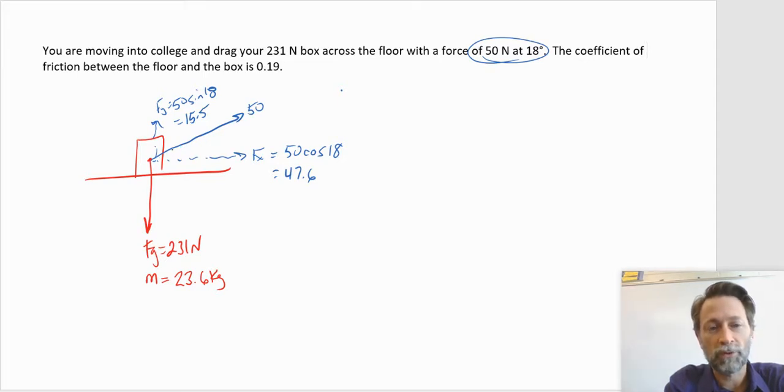Now, on the AP test, they would not want you to leave the original vector there. They either want you to draw the original vector or the components, but not both. So I'm going to erase that one just to get rid of it and say that it is not there anymore because I replaced it with the x's and the y's.